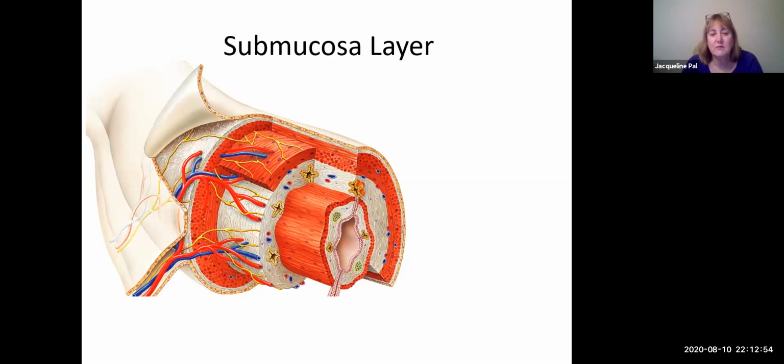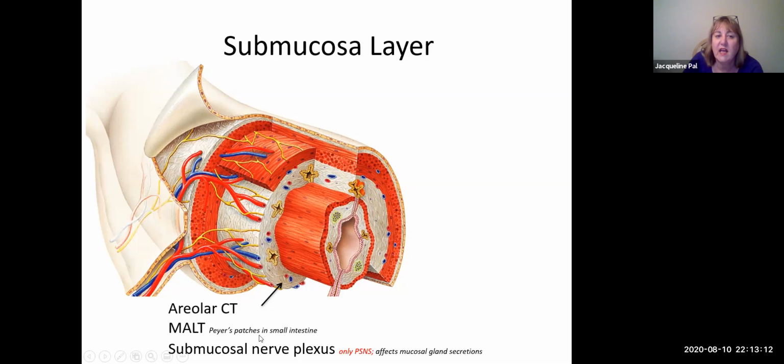Looking at the submucosa on this diagram, you see a lot of white again, and it's the same white stuff that we had in the mucosa. So we have more areolar connective tissue. We can have some of the glands coming down from the epithelium. And in this layer, once again, we can have more MALT. In the small intestine, remember the name for the MALT: Peyer's patches.